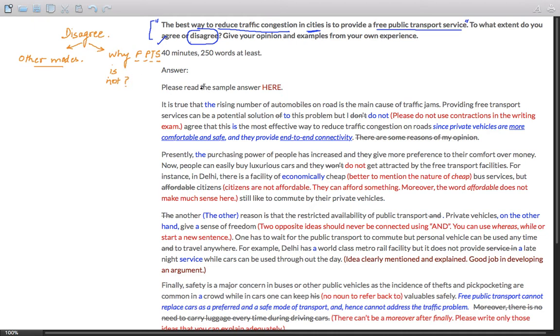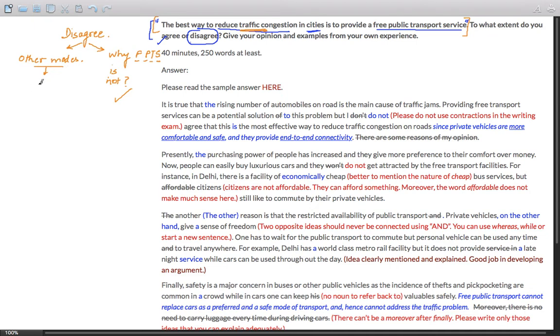Why is it not the best solution? Well, the right approach is this one. You're not supposed to challenge the validity of this statement. You can either agree with this or disagree with this. You're not being asked what are the best ways to reduce traffic congestion. So if you talk about other modes of transport, or some other ways of reducing traffic congestion, that will be wrong.